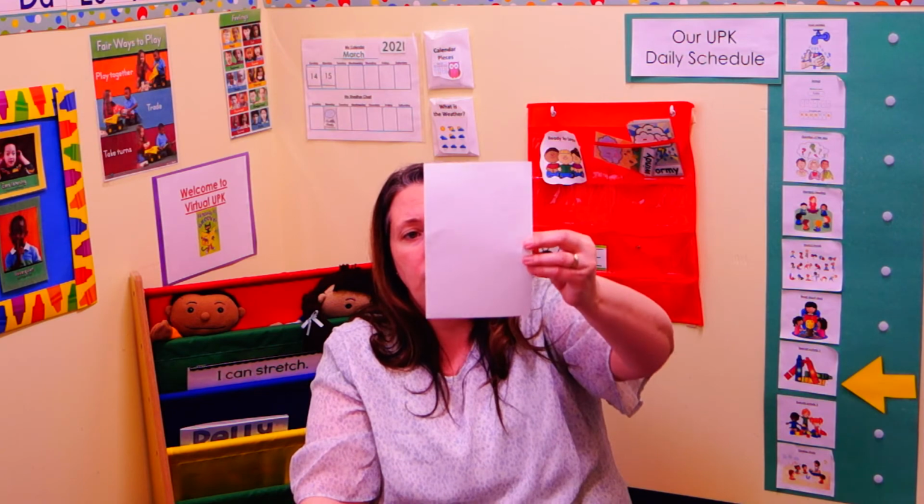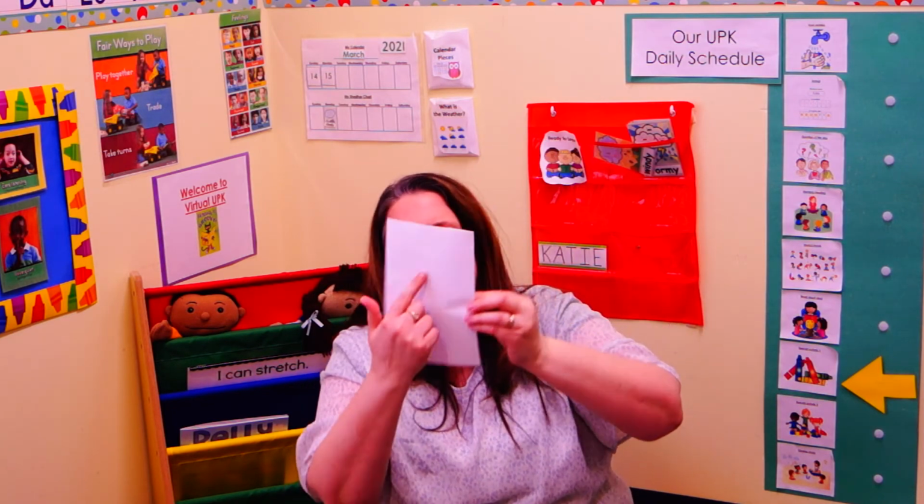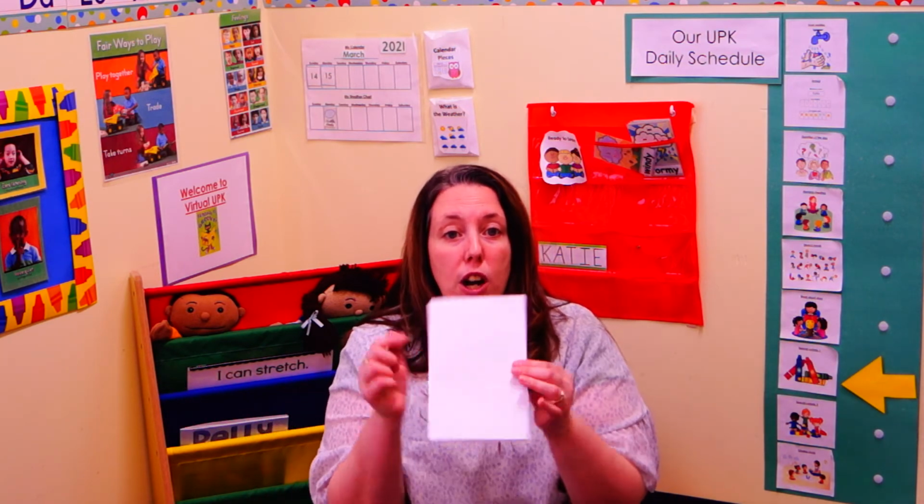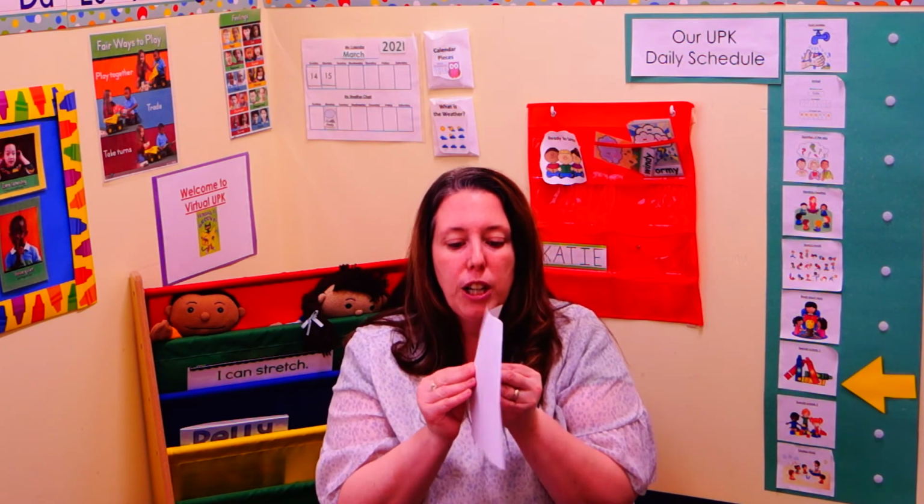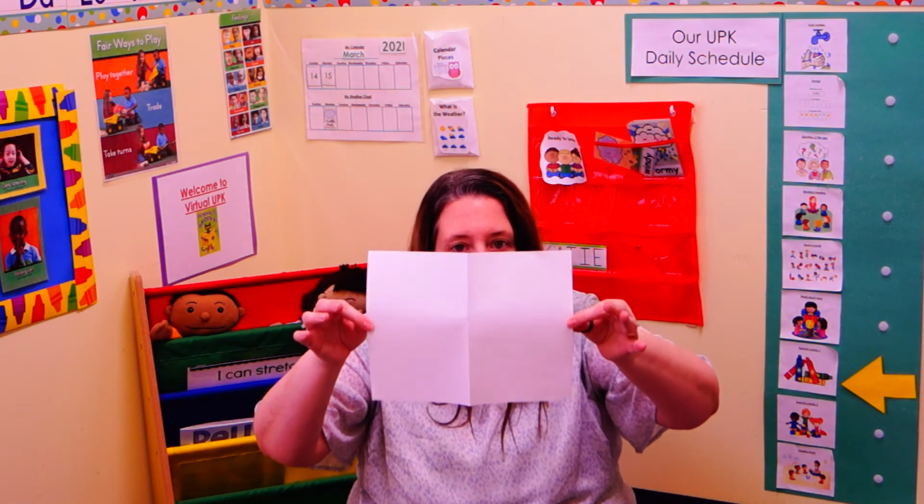And then with your grown-up or even with a brother or a sister, or grandma or grandpa, you can have them draw the other half. So you can tell them what you're going to draw. You could say, I am going to draw half of a butterfly. And you can draw your half and then flip it over and your grown-up can draw their half. Then you can open it up and see the two beautiful halves together.